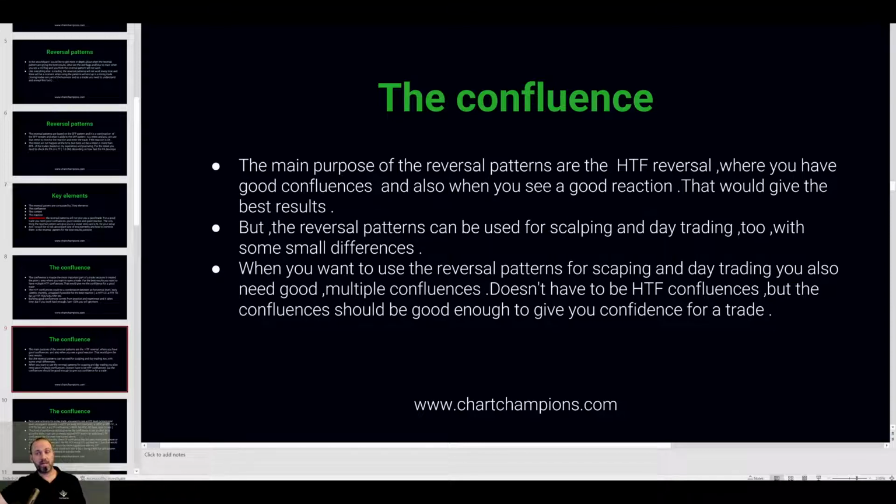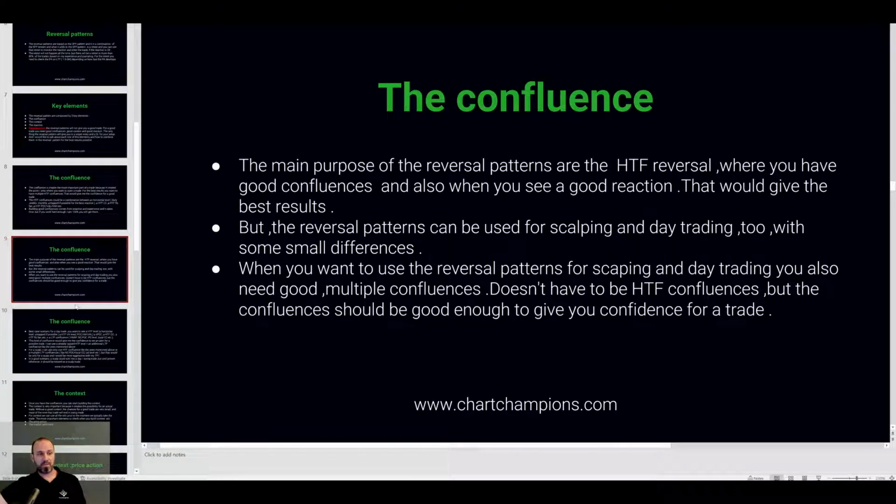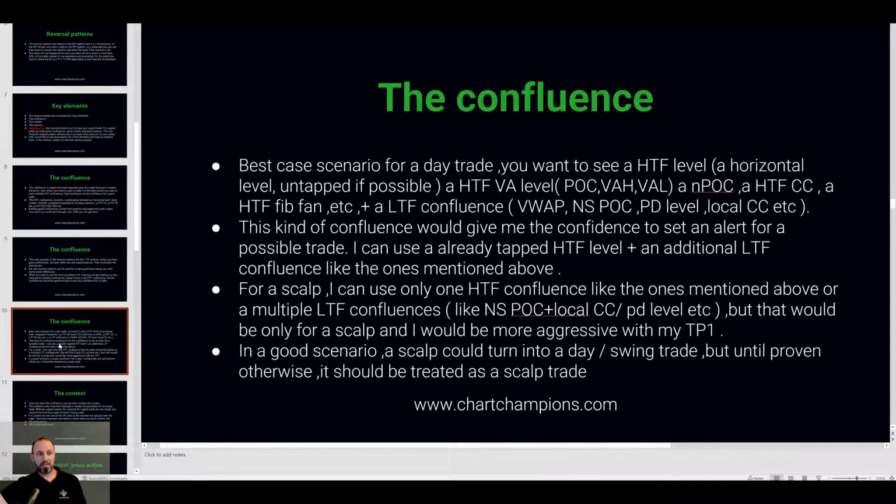Doesn't have to be high time frame confluences, but the confluences should be good enough to give you the confidence for a trade. And I will show you some examples of how a confluence should look. Best case scenario for a day trade, you want to see a high time frame level, a horizontal level, untapped if possible, a high time frame value area level, point of control, value area high, value area low, a naked point of control, a high time frame CC, a high time frame fib fan, etc.